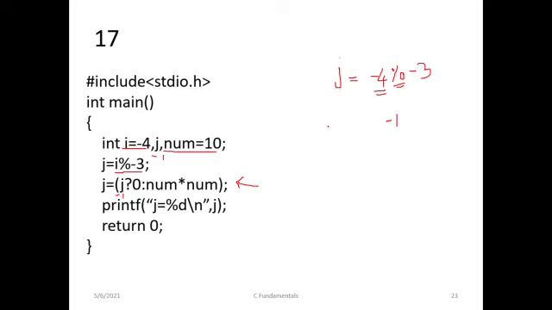People may think that if 1 is true, then minus 1 will be false. No, 0 is the only false. So minus 1 means true. 0 will get printed, J equal to 0 will be printed. Otherwise, number square, 100, will get printed. If I am getting a 0 here, then number square, that is number into number, is 10 into 10, 100. But the actual output is now J equal to 0.